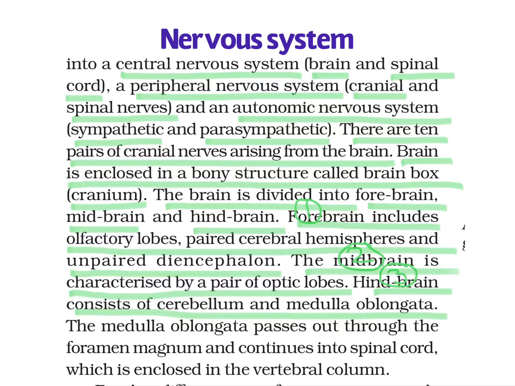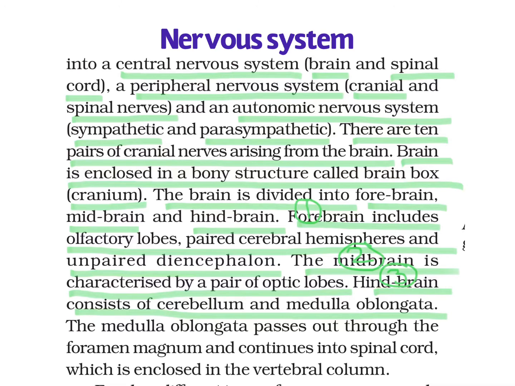First, the upper part, that is forebrain, includes olfactory lobes, paired cerebral hemispheres and a single diencephalon. Then the midbrain has a pair of optic lobes. And lastly, the hindbrain consists of cerebellum and medulla oblongata. In this way all these structures are found in the nervous system of frog. So all these terms you have to remember.